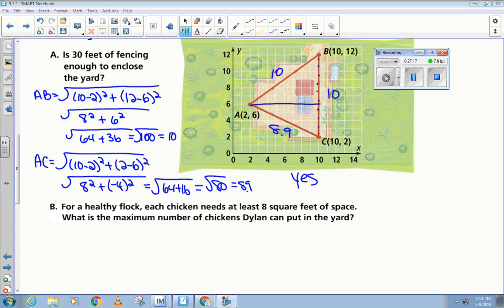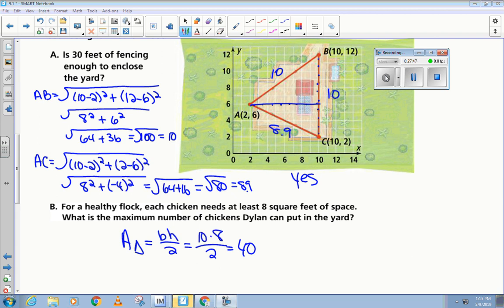Okay, alright, so we have a base and a height, right? For the area of the triangle, it's base times height divided by 2. What's the length of the base? We said it was 10. The height is 1, 2, 3, 4, 5, 6, 7, 8. Divided by 2, and that gives me 40.